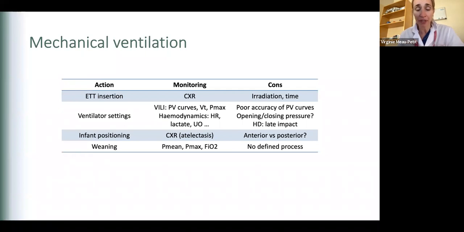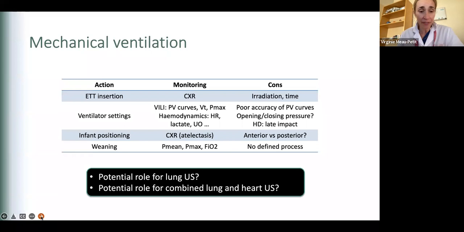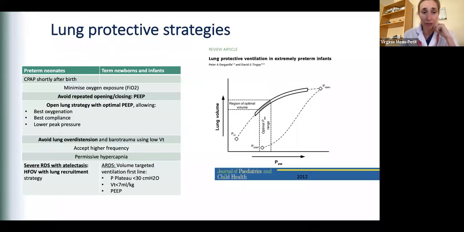There's no defined process. So we can really wonder if there is a potential role for lung ultrasound as an adjunctive tool. I don't think it can replace any of the other parameter monitoring we have just described, but is there a potential role for lung ultrasound? And why not, for the hemodynamic consequences, a combined lung and heart ultrasound to optimize this ventilation in a safe window?